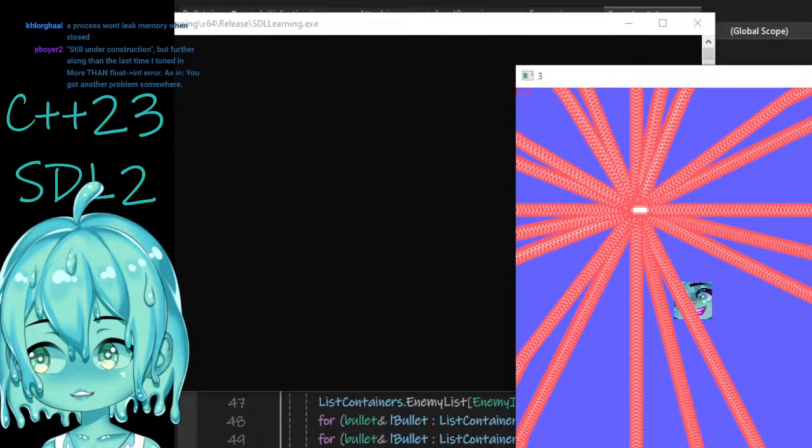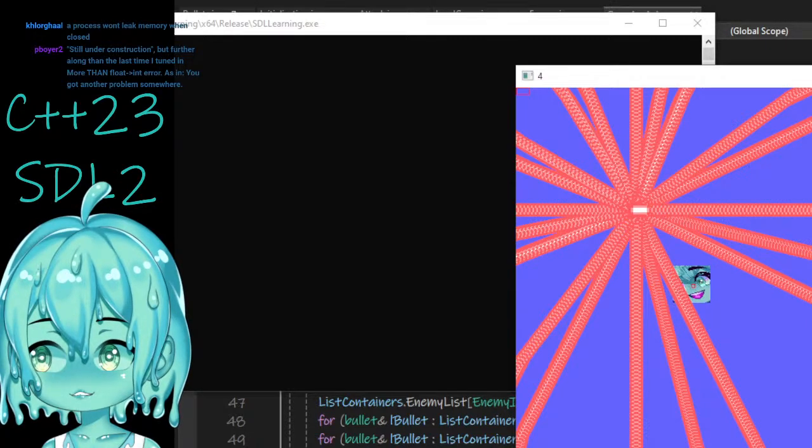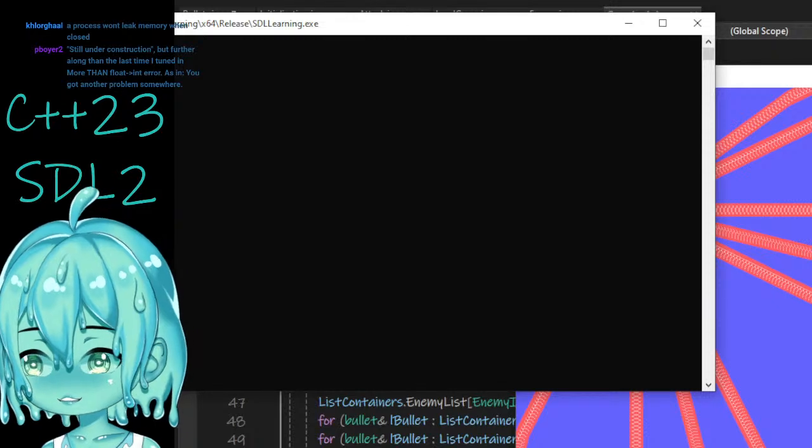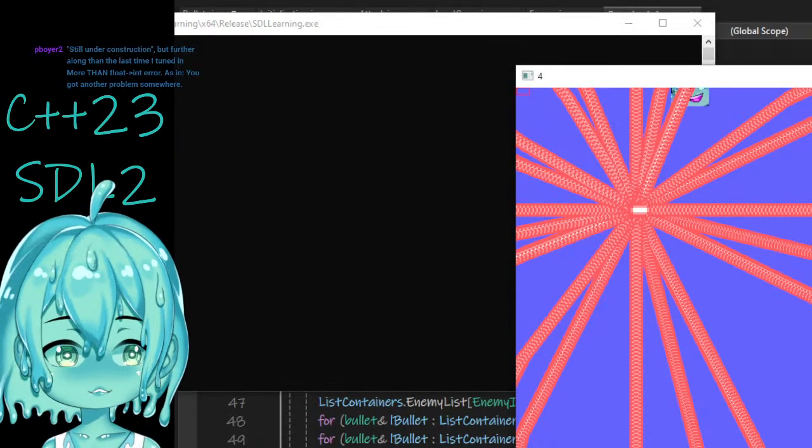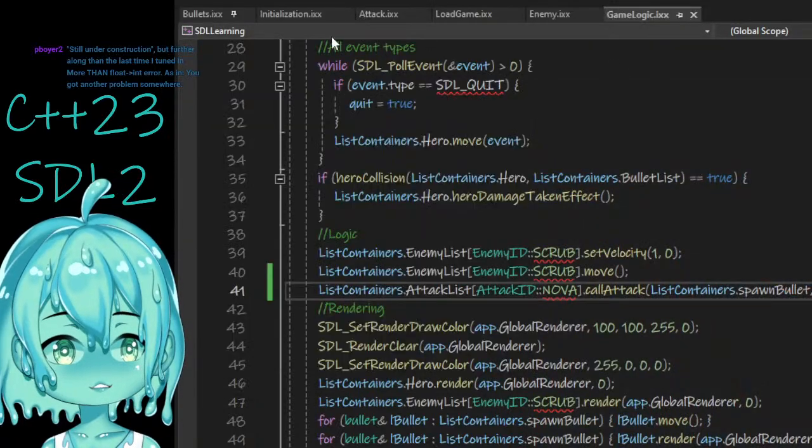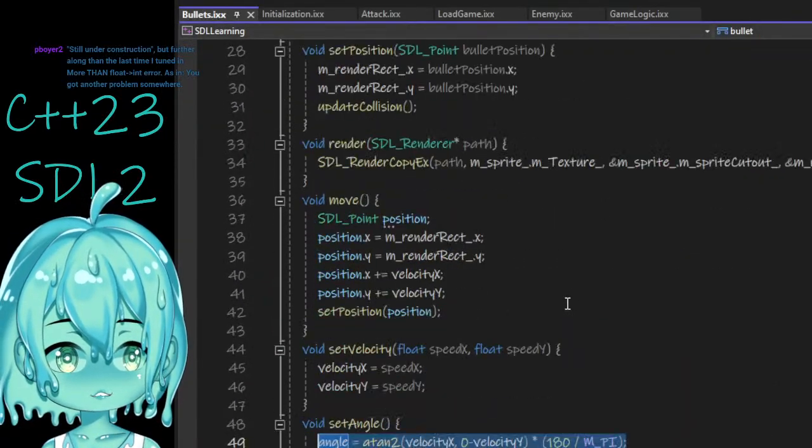You guys are right. So you're saying position should be changed? What's up? You're saying that what should be changed? Where's your text? You probably want position to be a float. Okay, what's position here? That's bullet, right?